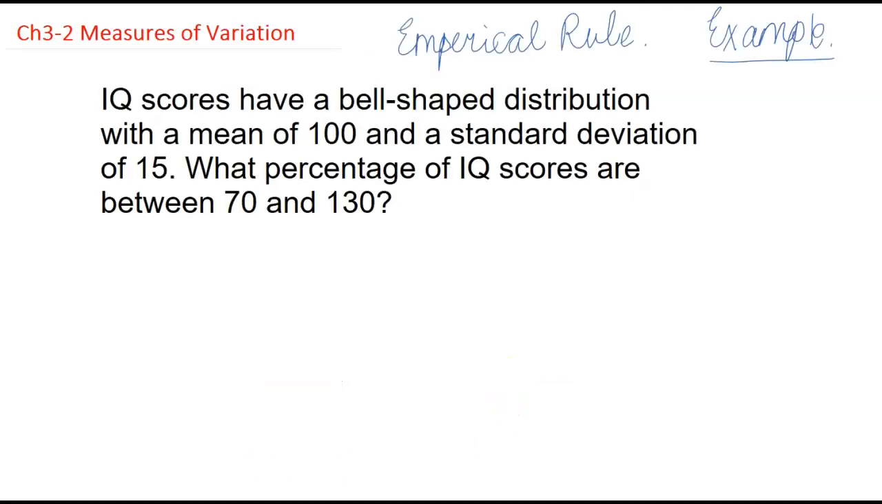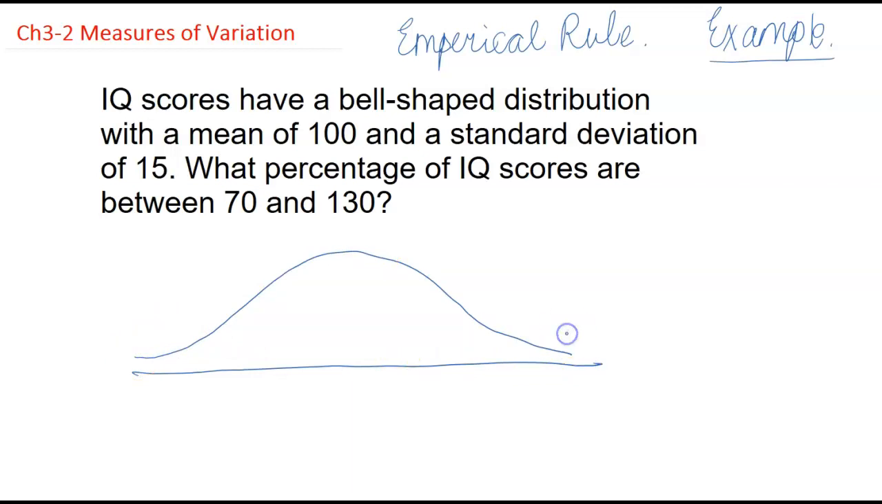Let's look at how we can use the empirical rule on the following example. By the way, I forgot to mention that the empirical rule applies to data that has an approximately normal distribution, or a bell-shaped distribution. The IQ scores have a bell-shaped distribution with a mean of 100 and a standard deviation of 15. What percentage of IQ scores are between 70 and 130?